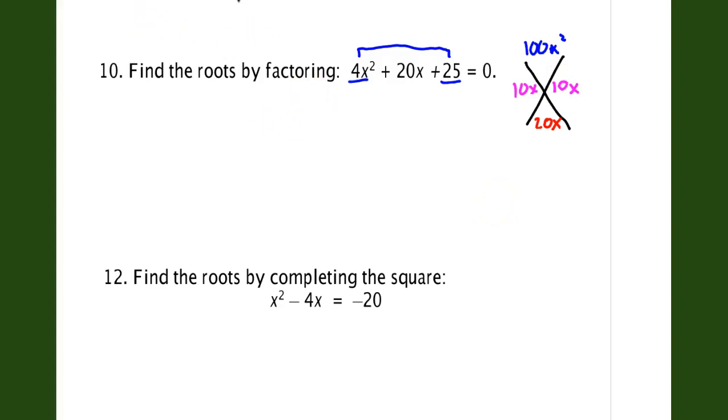So we can rewrite this as 4x squared, and then instead of 20x, we're going to write 10x plus 10x. So all of this was just to rewrite this trinomial into a 4-term polynomial. So 4 terms instead of 3 terms, because with 4 terms we can do the factoring by grouping.